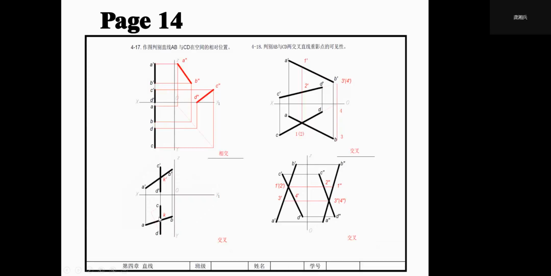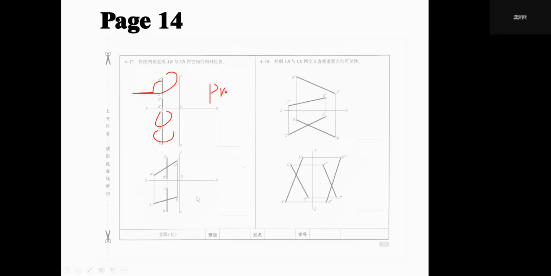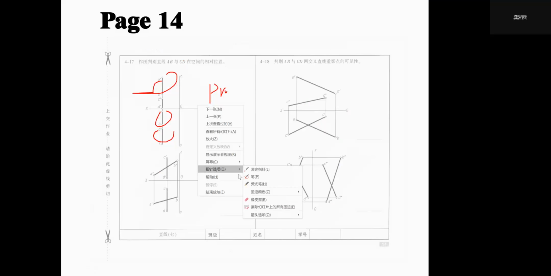Yeah, because K makes this length divided by this length not equal to this length divided by this length. So this K does not obey the projection law. So you can get the answer quickly. Yeah, so it's a skew line. So this one is a skew line.